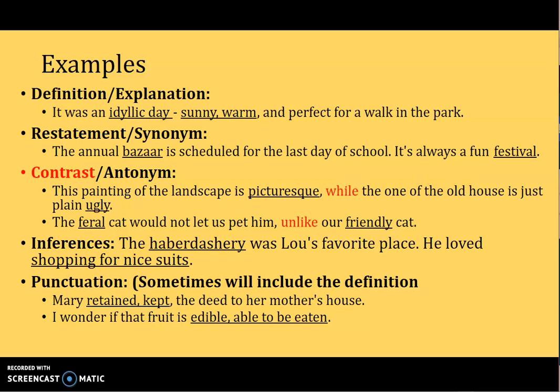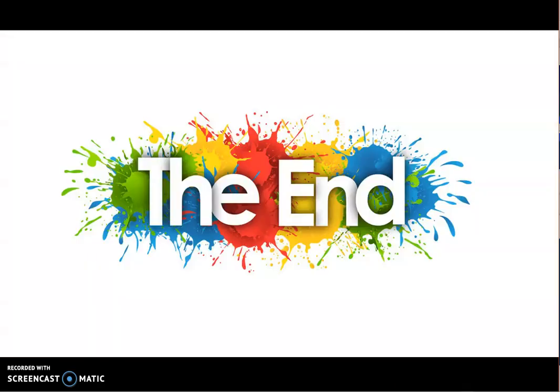You might have to make an inference. The haberdashery was Lou's favorite place. He loved shopping for nice suits. So you can figure out a haberdashery must sell nice suits. So you're using the words that are used around that word that you don't know to be able to figure out the word. Last one, sometimes we'll include a definition. So just like the one up here, idyllic day, sunny and warm, Mary retained, she kept the deed to her mother's house. So then they'll actually put the definition or the word in the sentence.